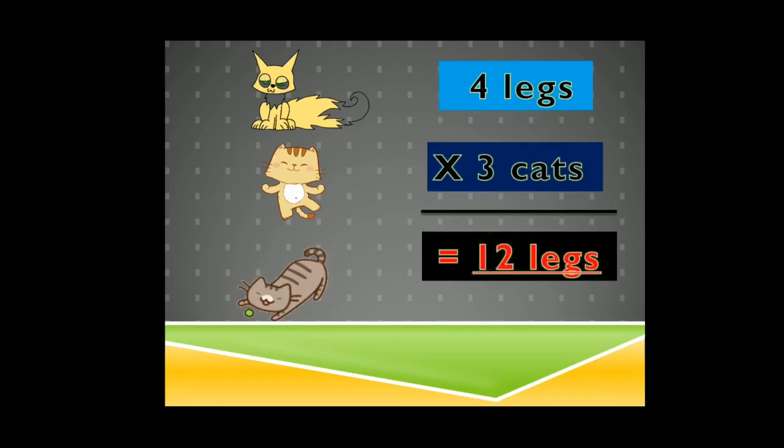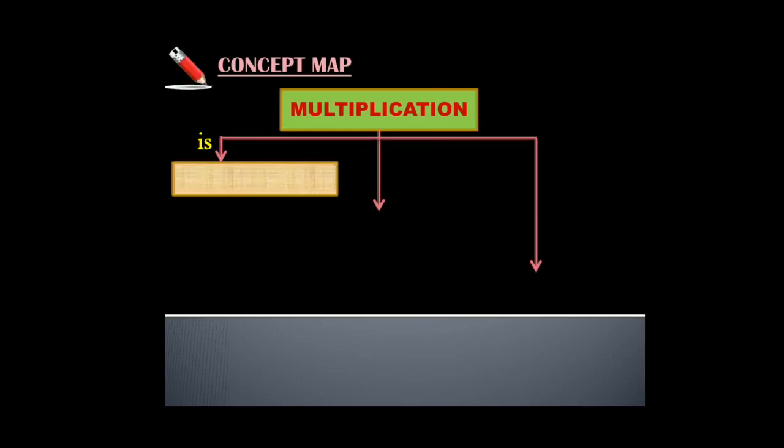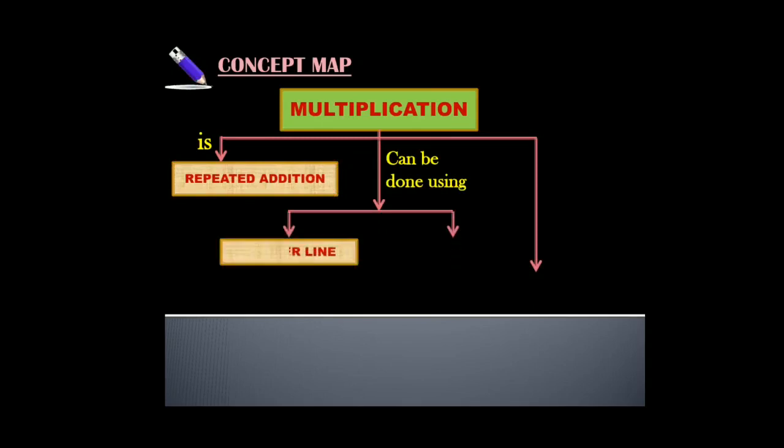So let's do a revision of whatever we have done in our earlier classes using concept map. Multiplication. Multiplication is repeated addition. It can be done using the first method is number line and the second method is tables.